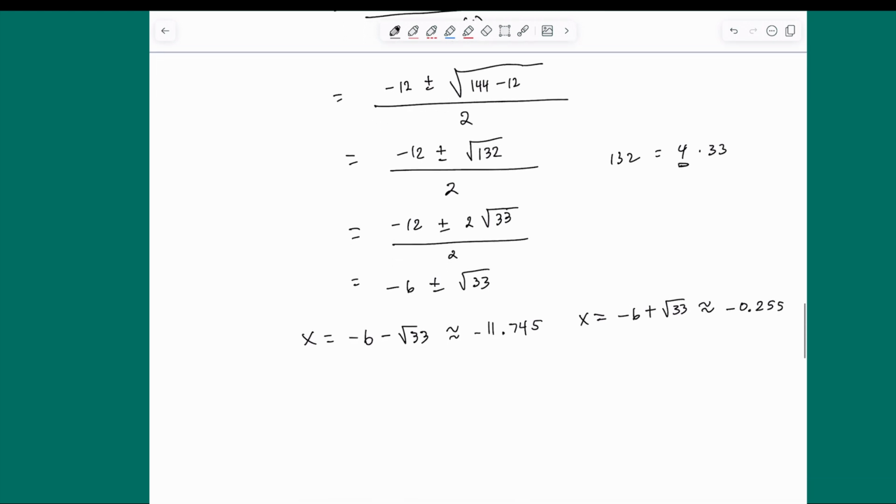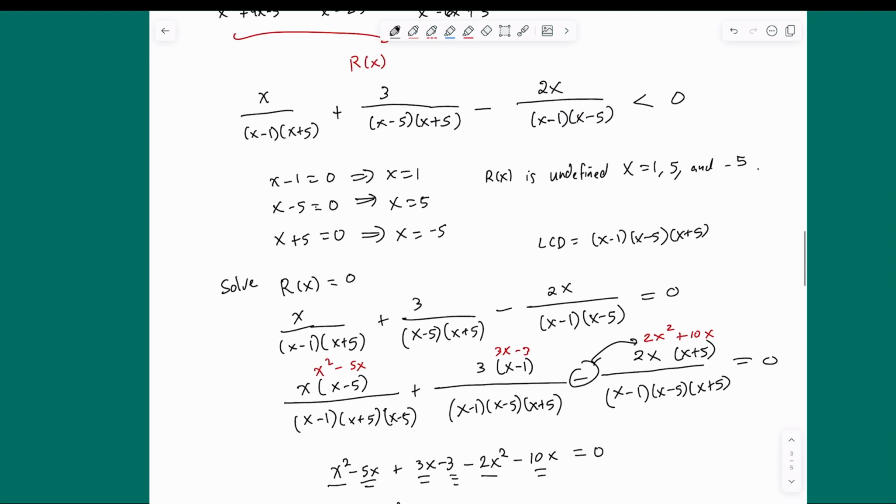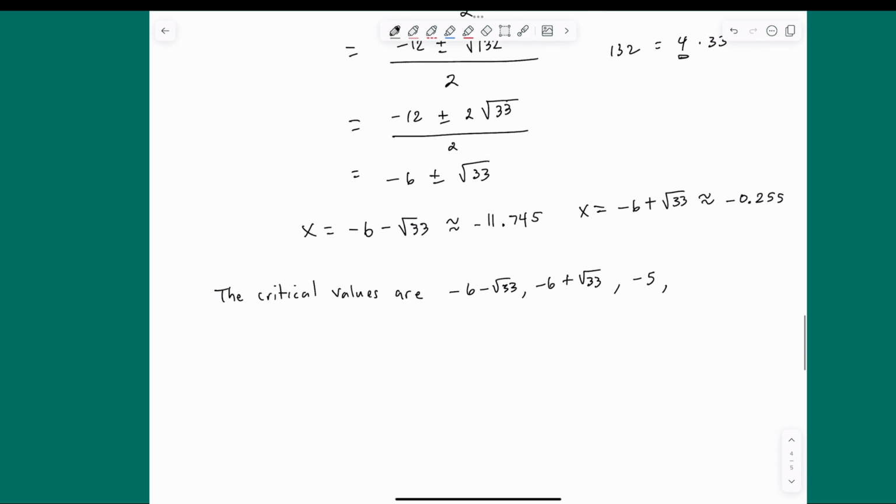Okay. So now we have found our critical values. The critical values for this related rational equation or related rational expression are the values negative 6 minus root 33, negative 6 plus root 33. We also had negative 5. And we also had, what were the other ones? I forgot. Negative 5, positive 5, and 1. So those are the critical values.